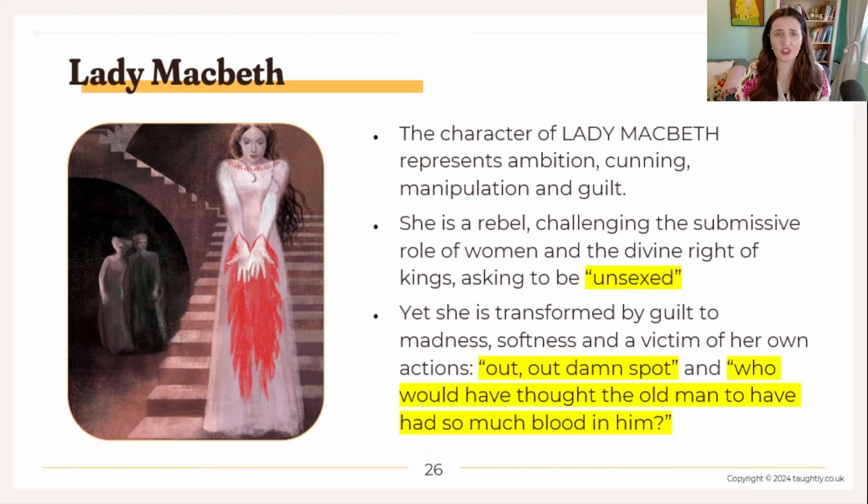In terms of structure too, we also see that she starts the play speaking in iambic pentameter, associated with high status characters, but in this section when she's sleepwalking, she's speaking in prose, associated with low status characters. So like Macbeth, she also starts high and has a fall in status.